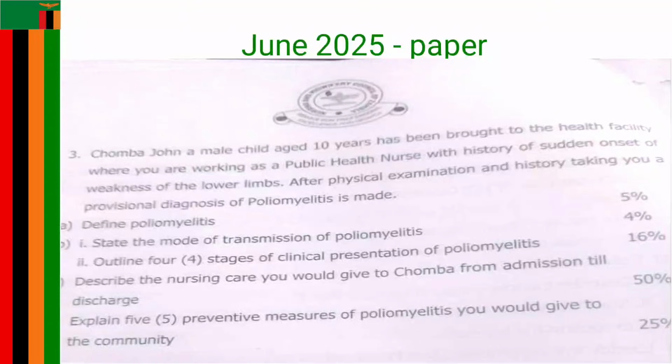Question B2, outline 4 stages of clinical presentation of poliomyelitis. Question C, describe the nursing care you'd give to Chomba from admission till discharge. And question D, explain 5 preventive measures of poliomyelitis you'd give to the community.